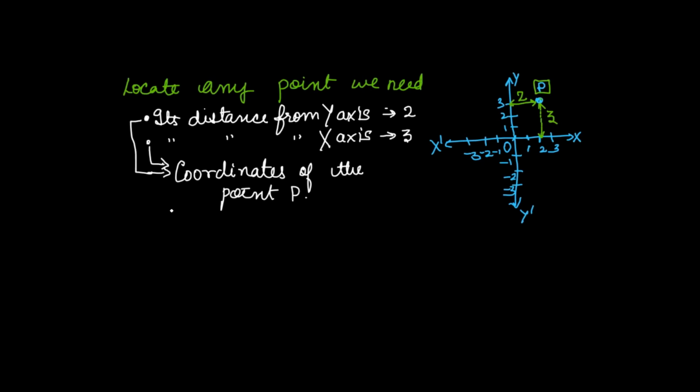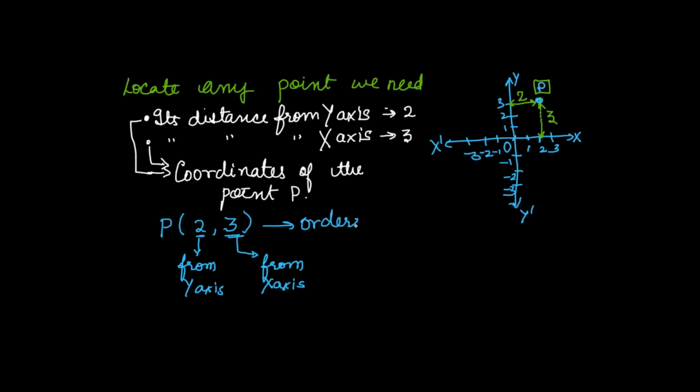So for any point P, coordinates are written as (2, 3). This is how we represent the location of a particular point in a coordinate plane. It means that it is 2 units from the y-axis. Remember that. The first coordinate gives you the distance from the y-axis and the second gives you the distance from the x-axis. Okay, and it has to be always in ordered pair.